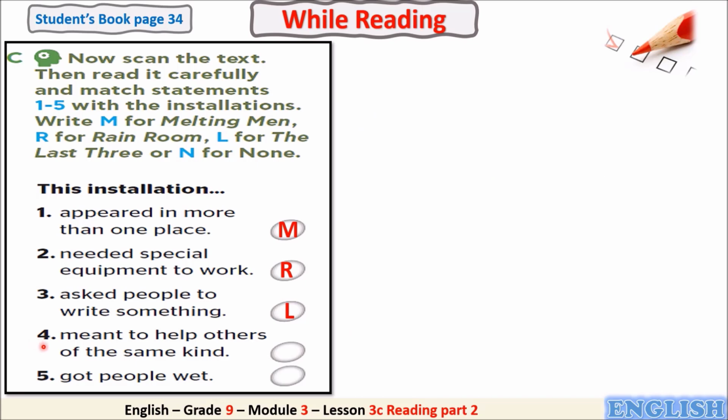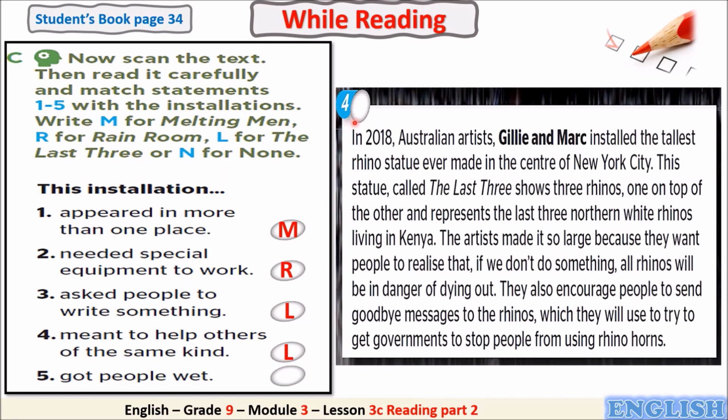Number 4. Meant to help others of the same kind. Which installation is this? That's right. It's also L. The last 3. In which paragraph? In paragraph number 4. Can you find a clue to justify this answer? Well done, my students. It's here. If we don't do something, all rhinos will be in danger of dying out. Also, which they will use to try to get governments to stop people from using rhino horns.